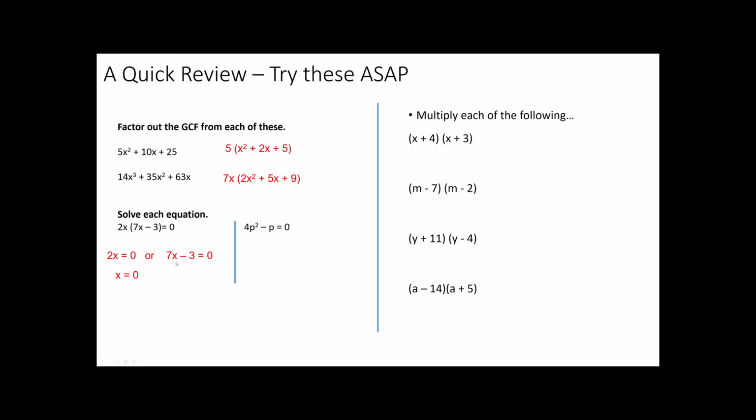In order to get this x by itself, we would add 3 to both sides, divide both sides by 7, and you'd end up with x equals 3/7. In other words, if I stick a 0 in, I would get 0 times negative 3 equals 0. And if I stick 3/7 in, I would get 6/7 times 0 equals 0. These are the two values of x that would in fact make this equation true.